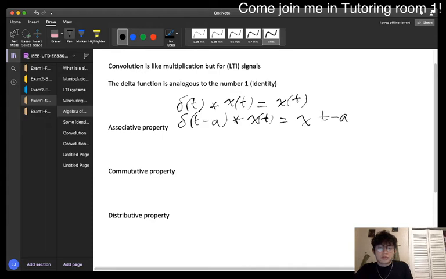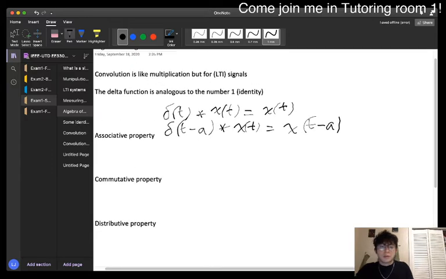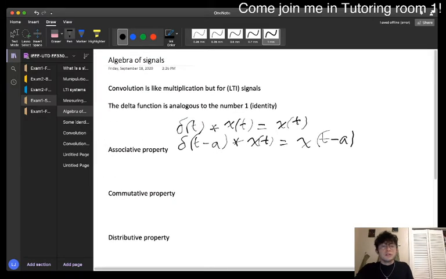We basically replace the argument in this delta function, we just put that argument into our x, and that's our output from that convolution. So maybe I should go over the definition of convolution real quick before we go further.